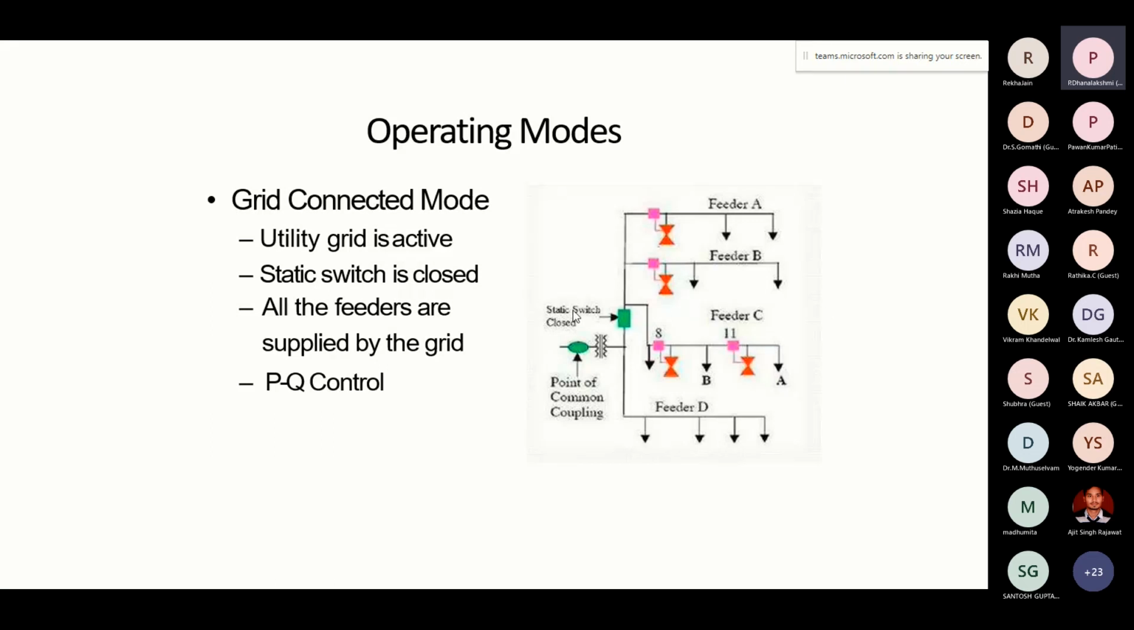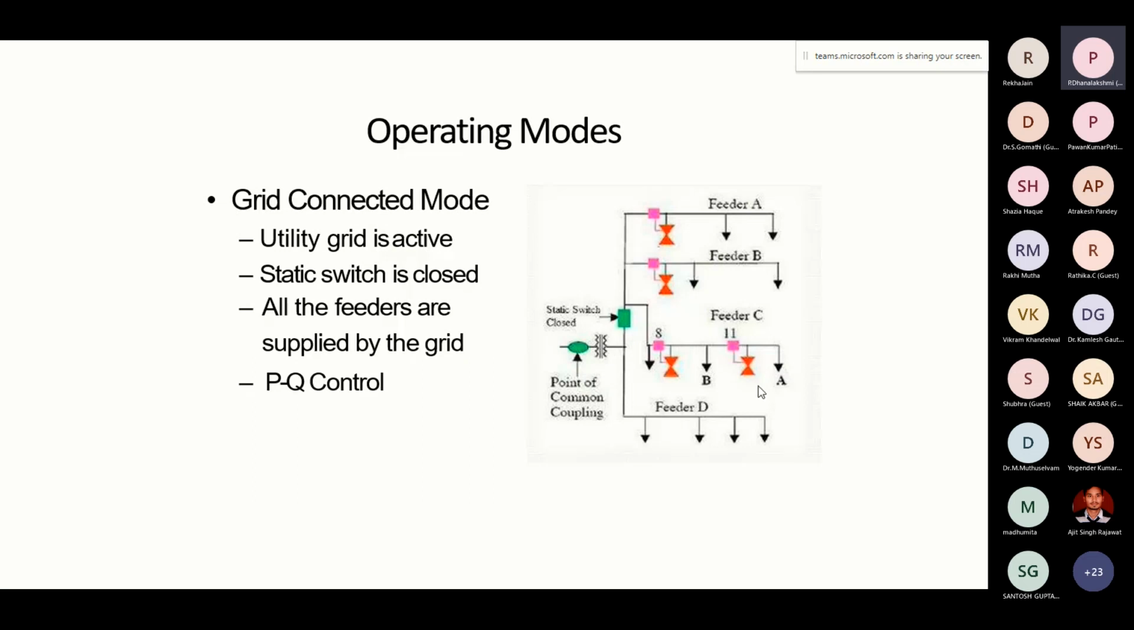Okay. So there is a utility grid. If it is active, then that mode of operation of the system is considered to be grid connected mode. At that time this static switch is closed and all feeders are supplied by the grid. And in this, the system operates in active as well as reactive power control mode. So it is grid connected mode when this particular static switch is closed, in which the utility grid is connected to the load site.